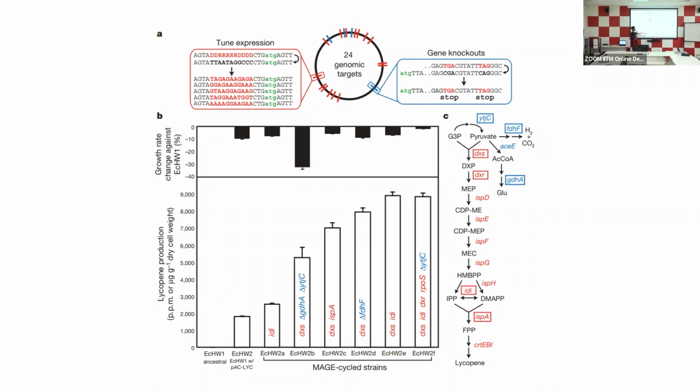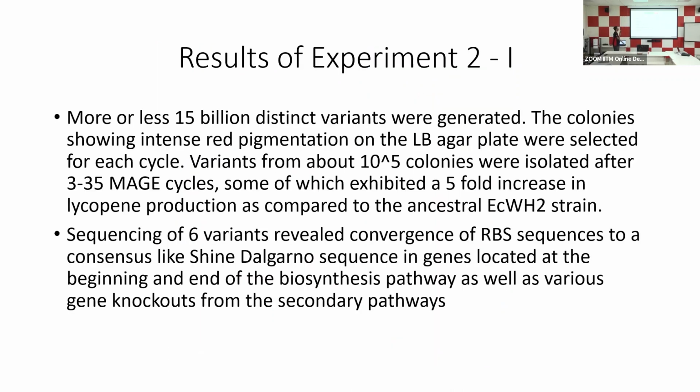And these are the genes that basically code for the biosynthesis pathway in the strain. So we'll come back to the graph later, before we go to the results. Yeah, so results of experiment 2. More or less 15 billion distinct variants were generated. That's a very huge number.